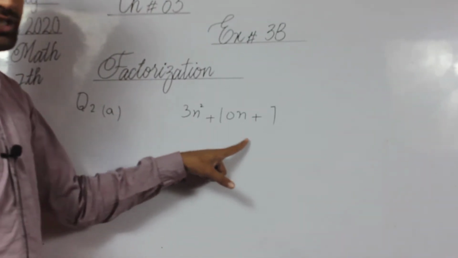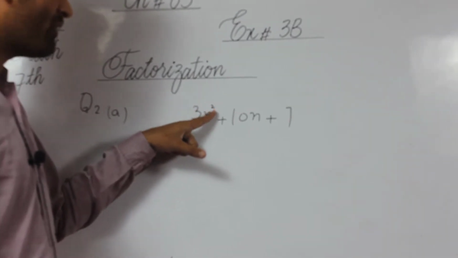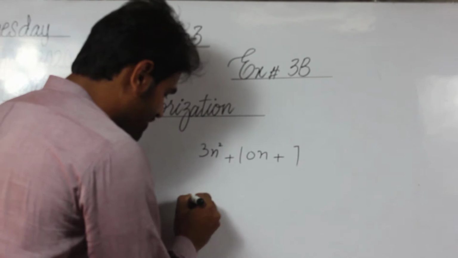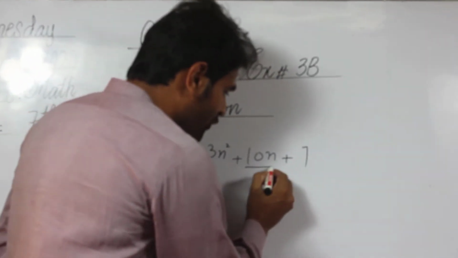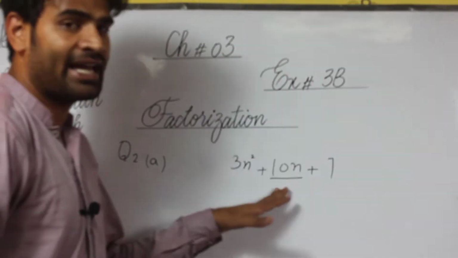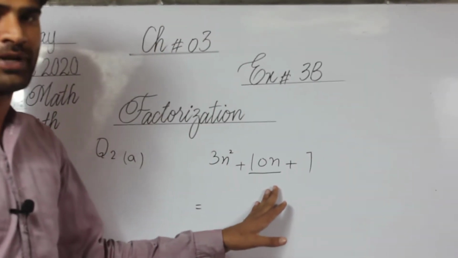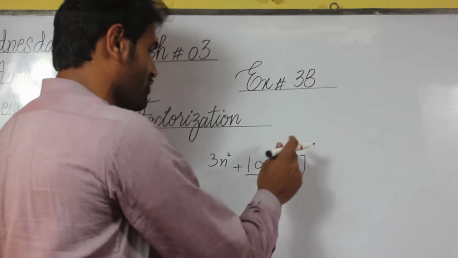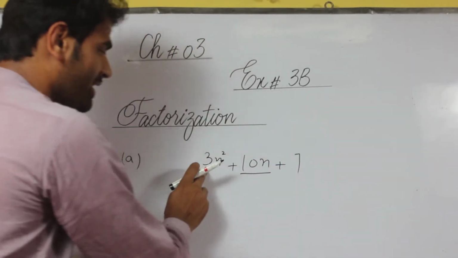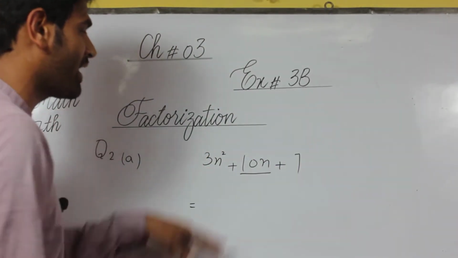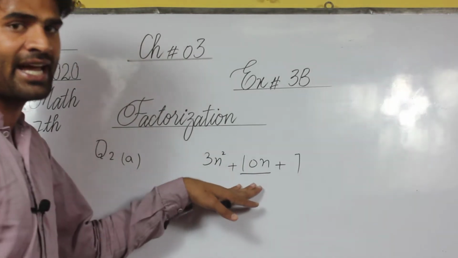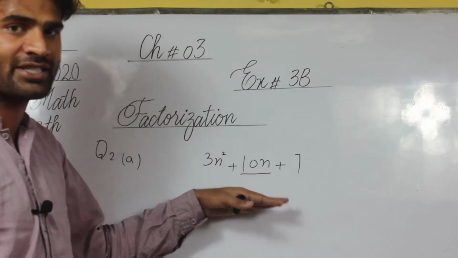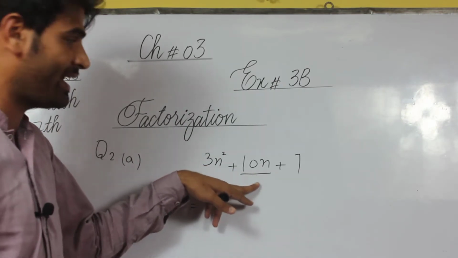That is a quadratic equation in n, its highest power is 2 and its coefficient is 3. So we make its factorization, and we break the middle term 10n into two numbers. We split it into two numbers whose product equals the product of the constant with the coefficient. We multiply the constant 7 with the coefficient 3: 7 threes are 21, and we split 10n into two terms whose product is 21 and whose sum is 10n.